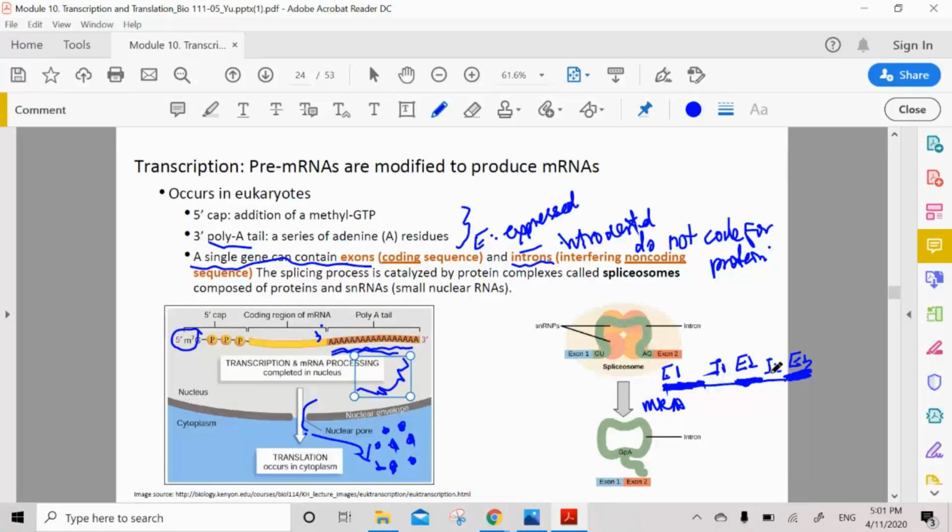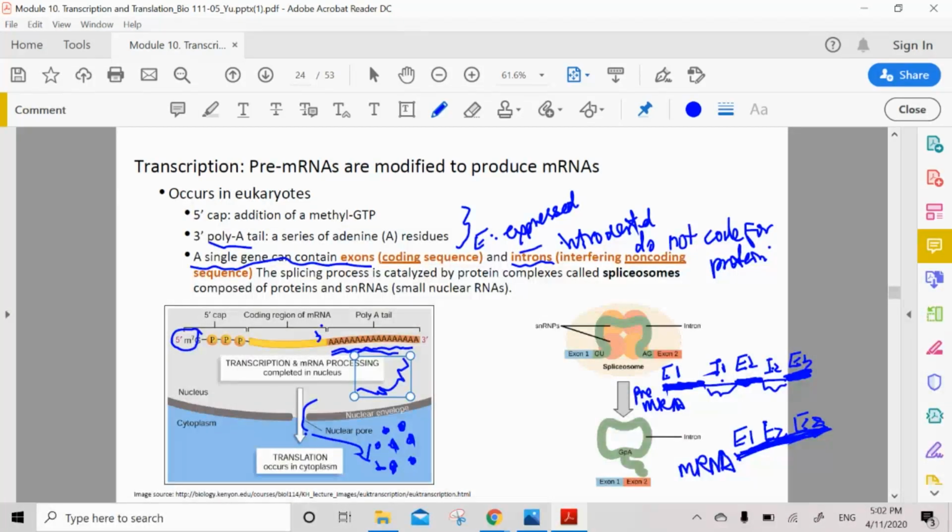Now, since the introns do not code for any proteins, we do not want them in the final mRNA product. Okay? So this is actually pre-mRNA. And in the mature final mRNA product, we don't want any introns, so only exons. So in this case, let's say we want all three of the exons. So that's what we want. So that means we have to remove this segment and this segment.